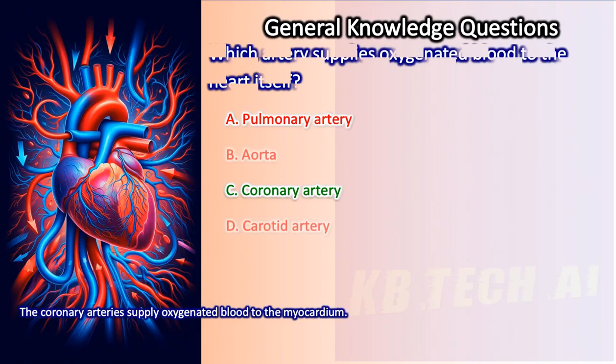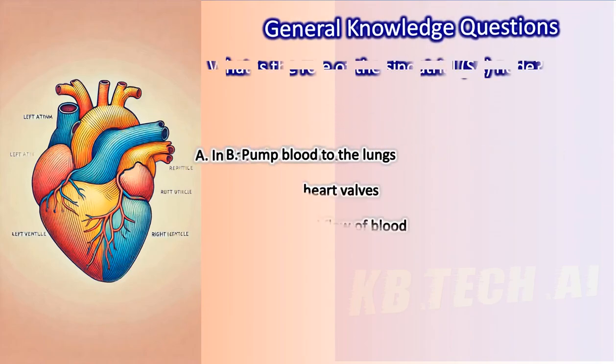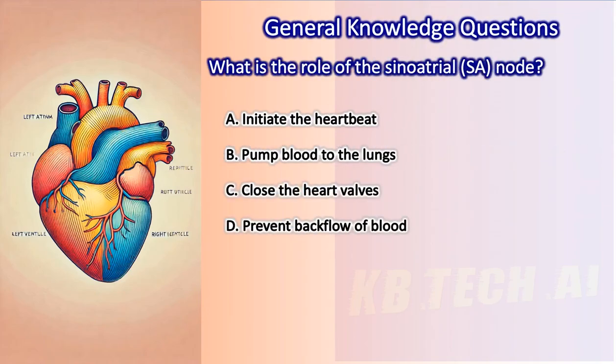The answer is option 3. Coronary artery. What is the role of the sinoatrial node? Option 1. Initiate the heartbeat. Option 2. Pump blood to the lungs. Option 3. Close the heart valves. Option 4. Prevent backflow of blood.